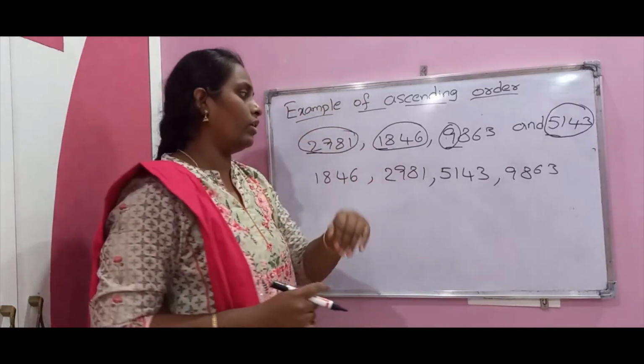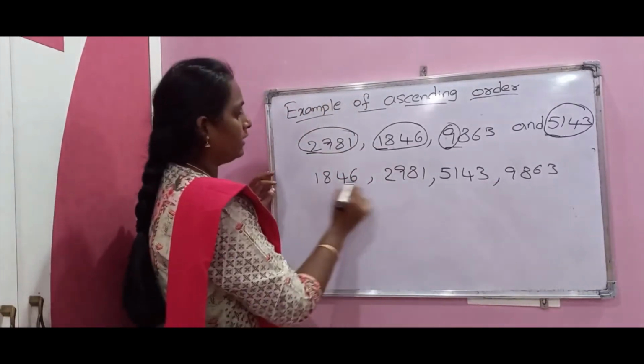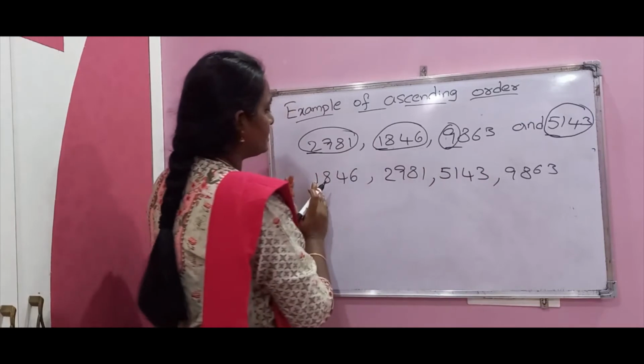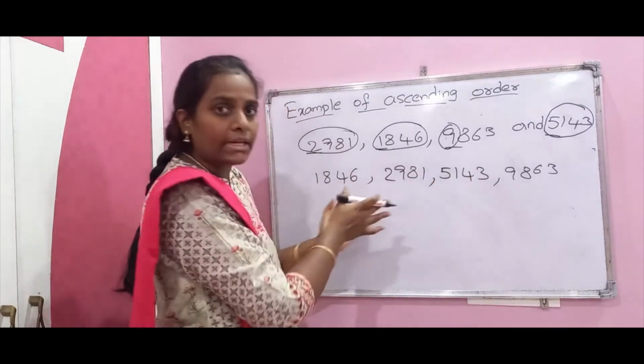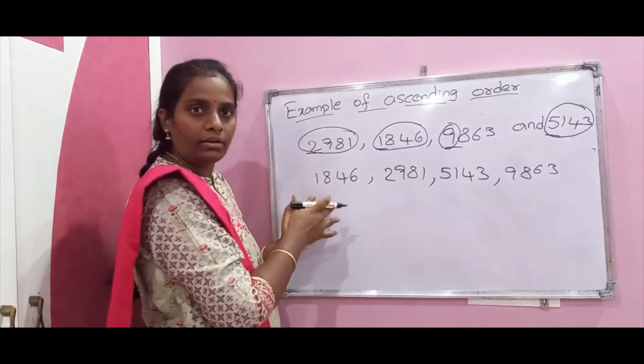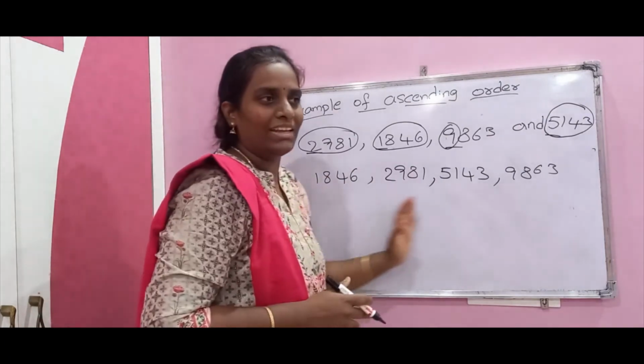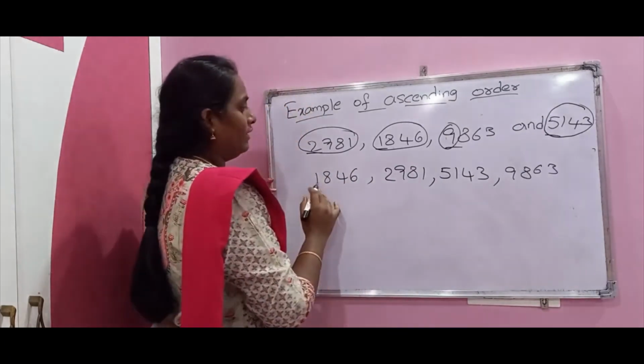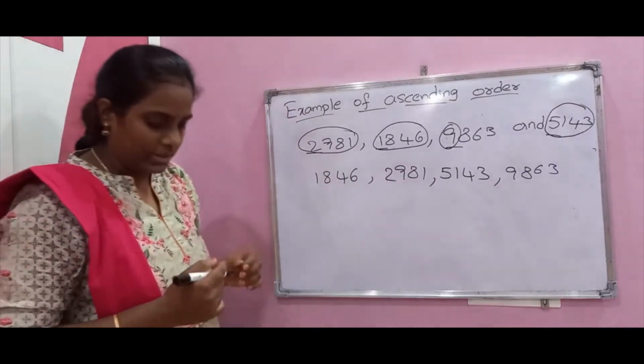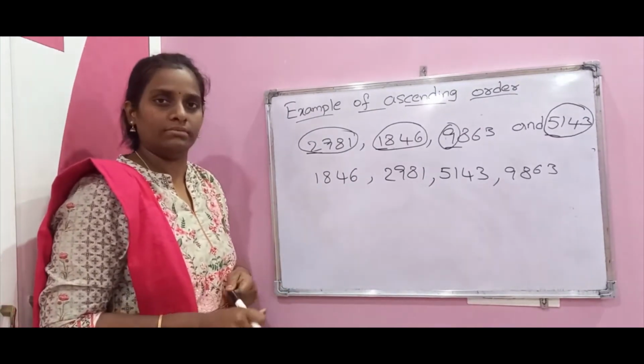This is the ascending order. See 1, 2, 5, 9. It's increasing order. It's increasing, not decreasing. Copy this one in the classwork.